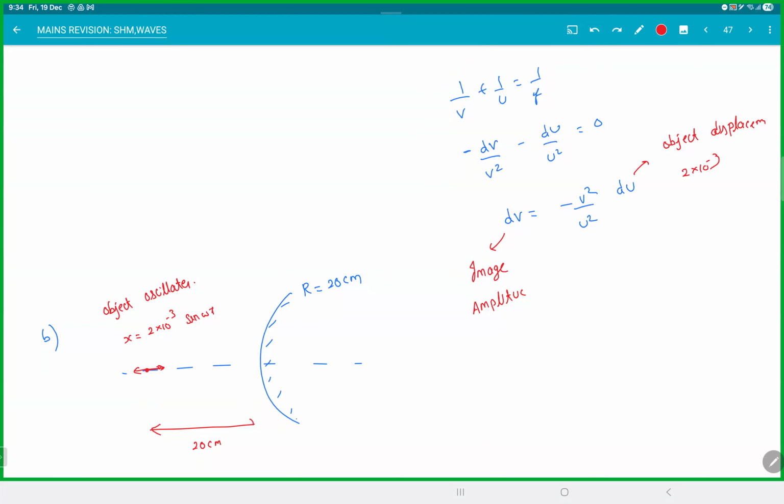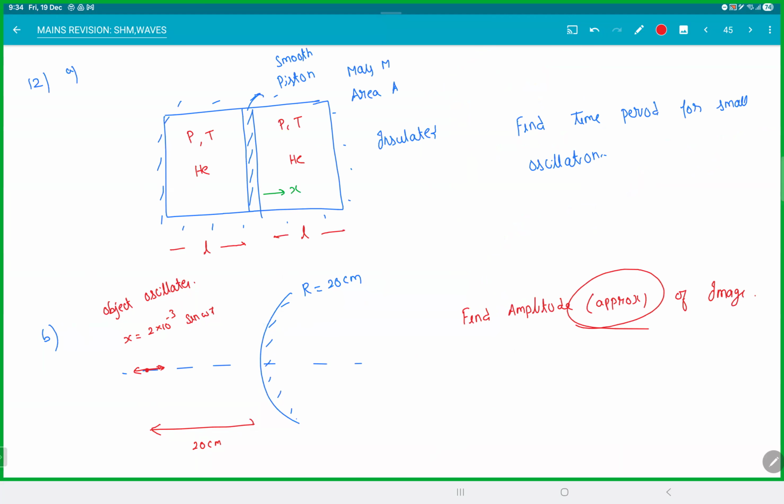But the problem will be that the image's oscillation will then be unsymmetrical. Amplitudes won't be the same. So then saying find amplitude doesn't make sense. And that is the reason I was careful. I said find approximately. Clear with this?